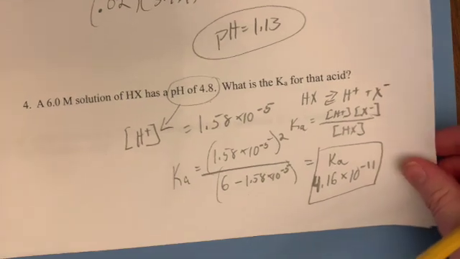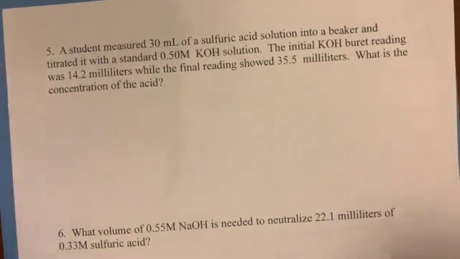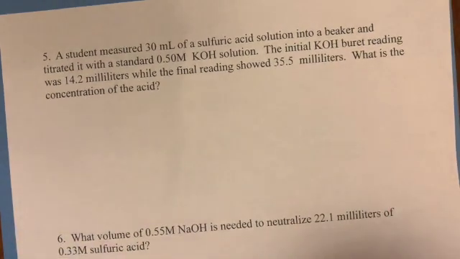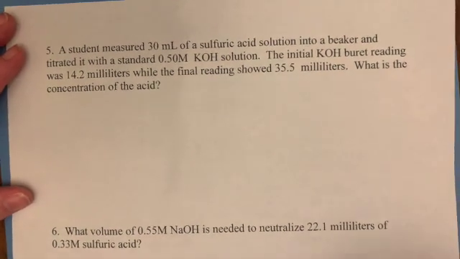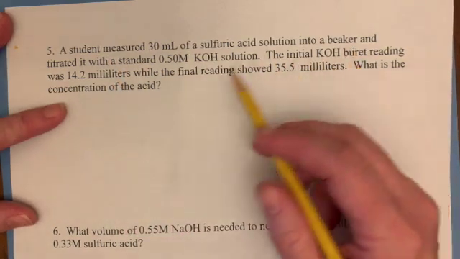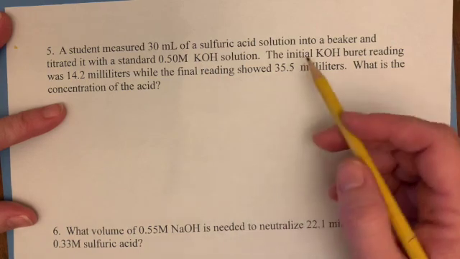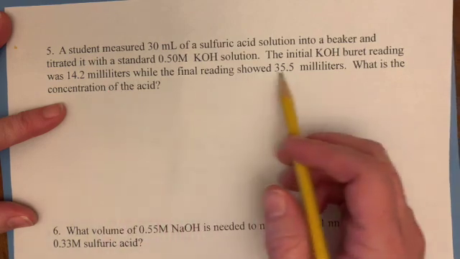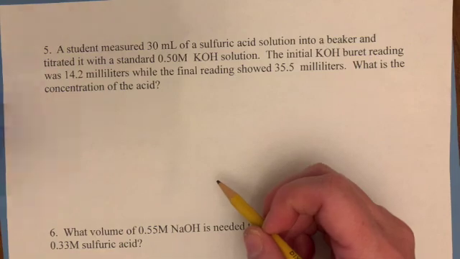Okay, fantastic. So let's move on to our last two questions, which have to do with neutralization reactions. Remember, a neutralization reaction is simply a reaction between an acid and a base. It will always produce an ionic compound, which we call a salt, and water. So a student measured 30 milliliters of sulfuric acid into a beaker and titrated it with a standard 0.5 molar potassium hydroxide. The initial potassium hydroxide reading was 14.5, while the final reading was 35.5 milliliters. What is the concentration of the acid?